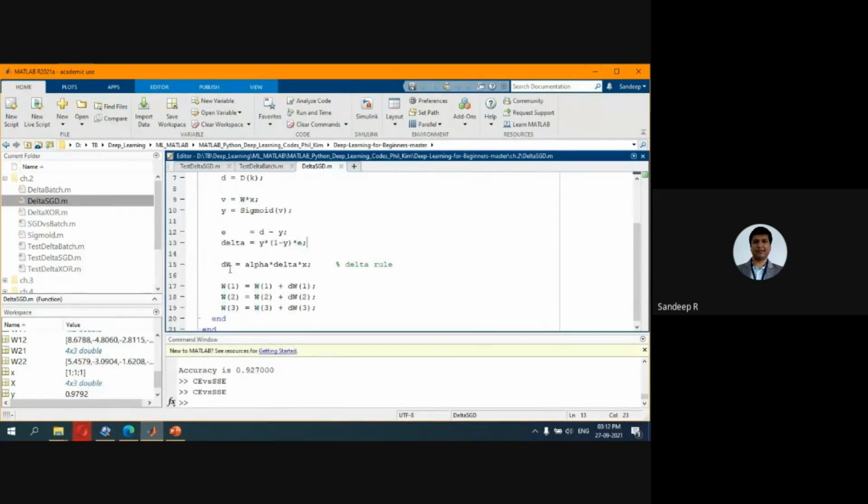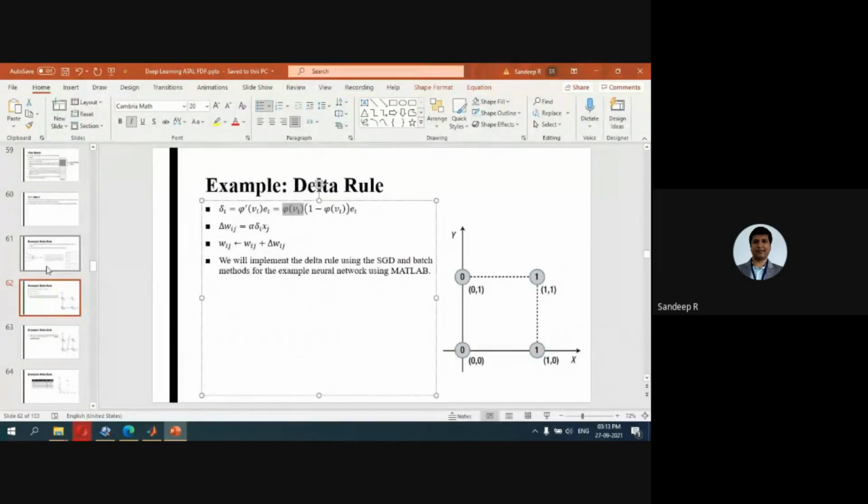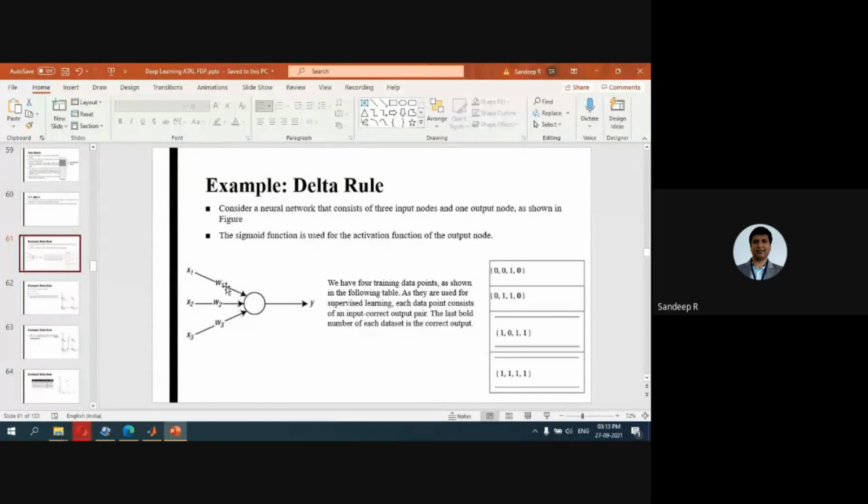Once we have this, the delta W is updated, the delta rule, and all the weights are updated. How many weights are there? If you see the diagram, this is the neural network under consideration. 3 weights are there, W1, W2, W3. Initially, they were random. Now we have got some output. We have measured the error and we have updated the weights using the delta rule.